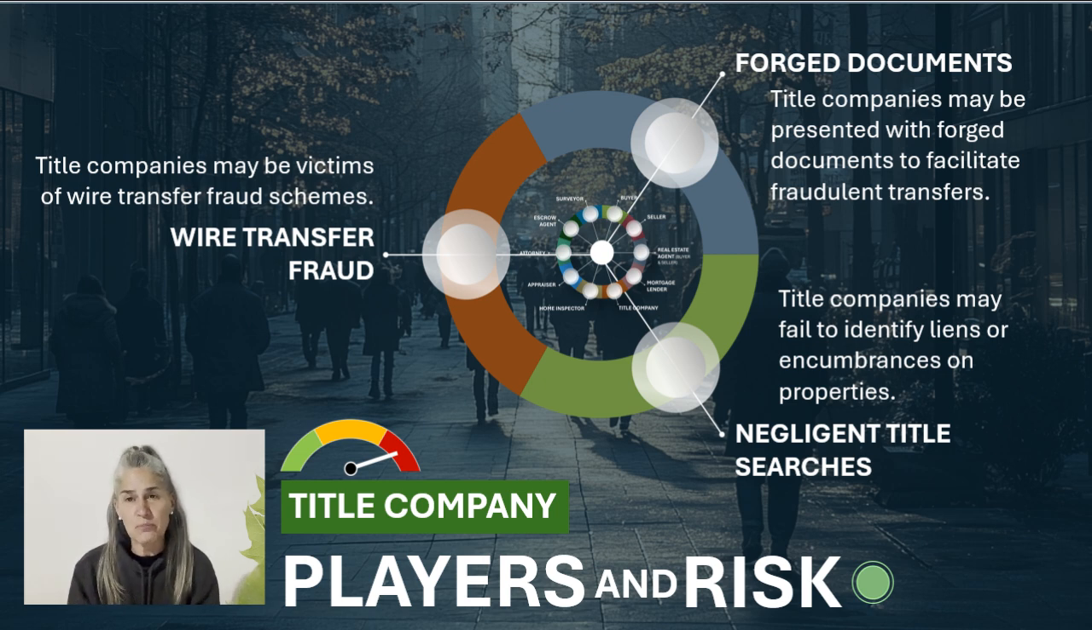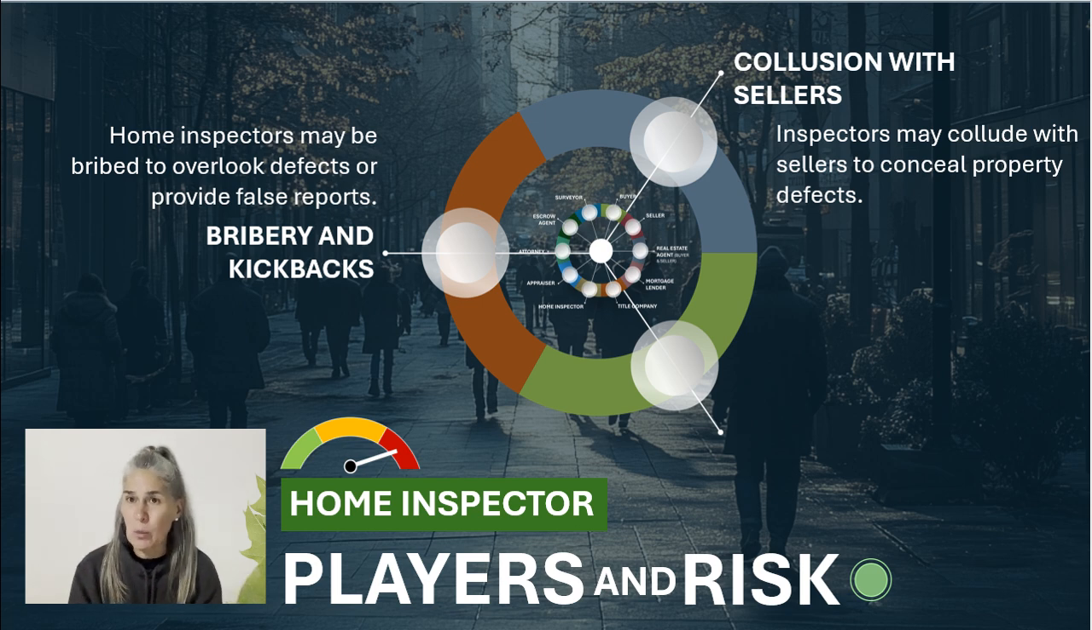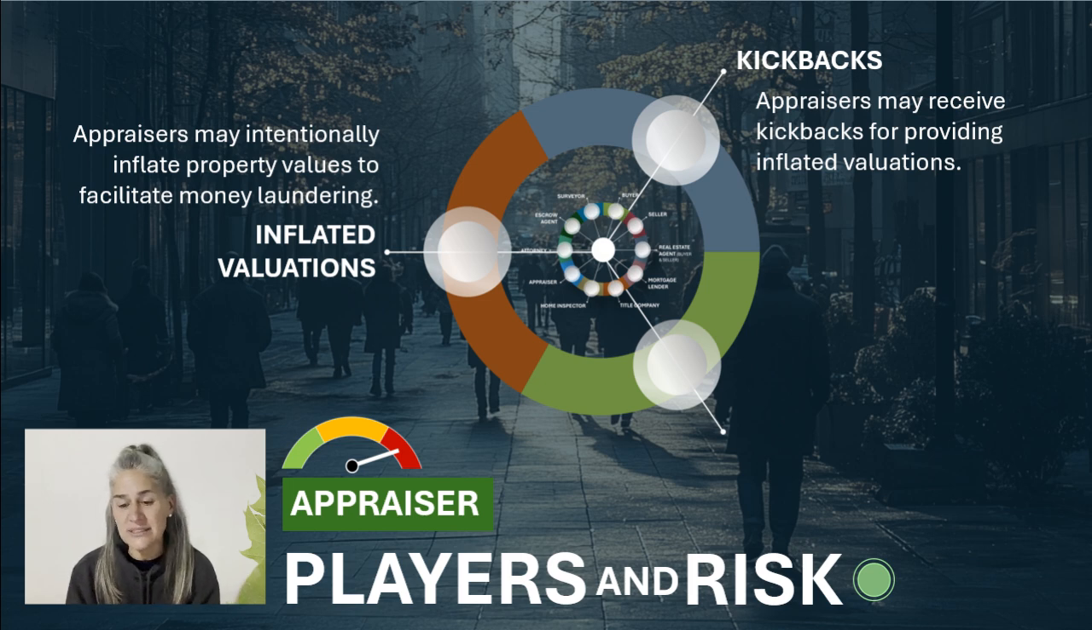Why would we see a high risk with a home inspector? Due to bribery and kickbacks, for example, where home inspectors may be bribed to overlook defects or provide false reports. We may see potential collusion with sellers, where inspectors may collude with sellers to conceal property defects. Why would we see high risks with an appraiser? Due to inflated valuations. Appraisers may intentionally inflate property values to facilitate money laundering. And we may see instances of kickbacks, where appraisers may receive kickbacks for providing inflated valuations.